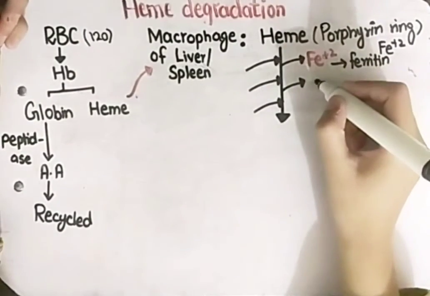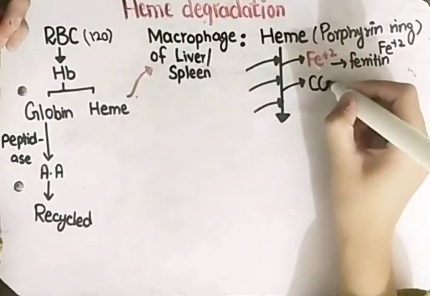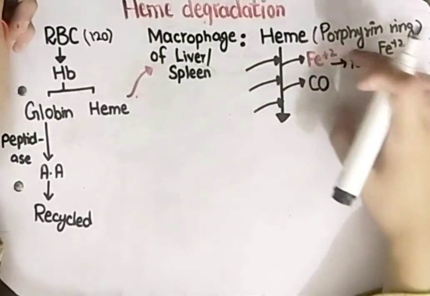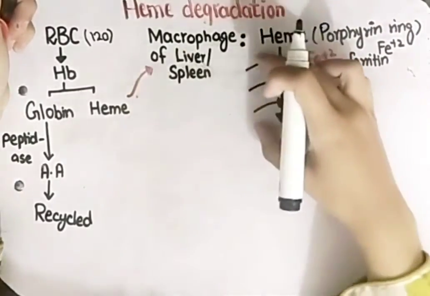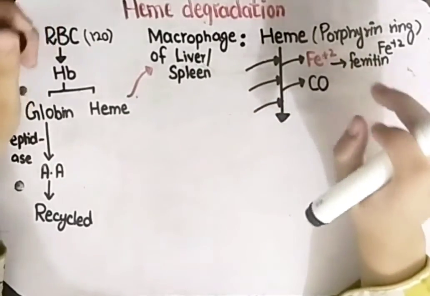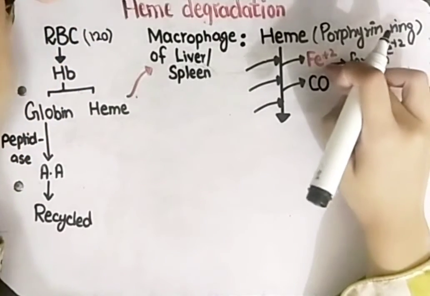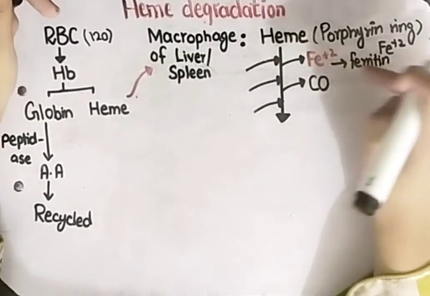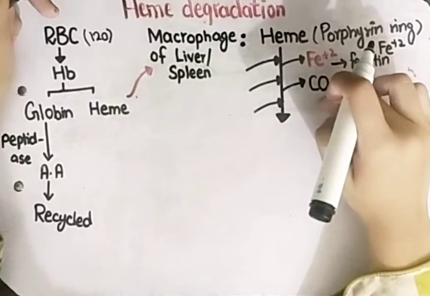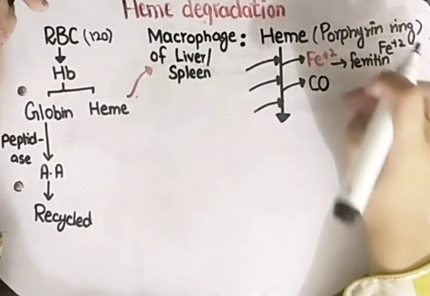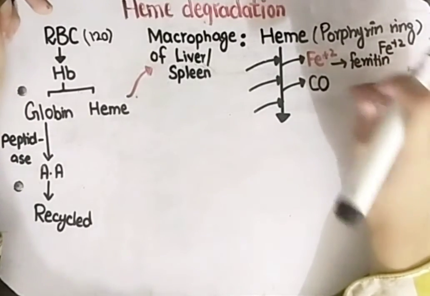Then what comes out next is carbon monoxide. There are two things which are removed from the heme, and three things which are added into the heme in the first step of heme degradation. The two things removed are, first, the most important component of heme, iron plus 2, which is stored in the form of ferritin, and the second is carbon monoxide. It is also very important. I'll tell you its importance later.